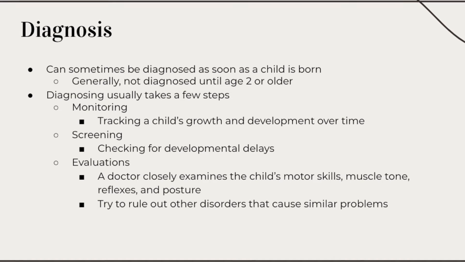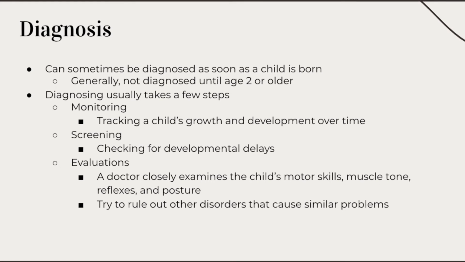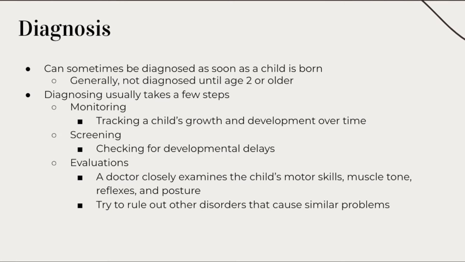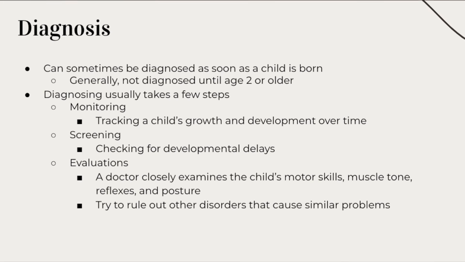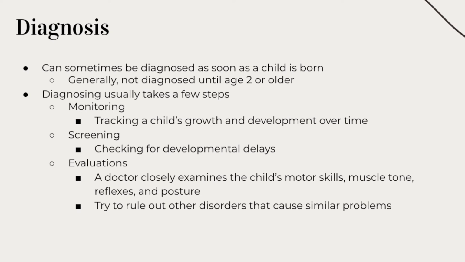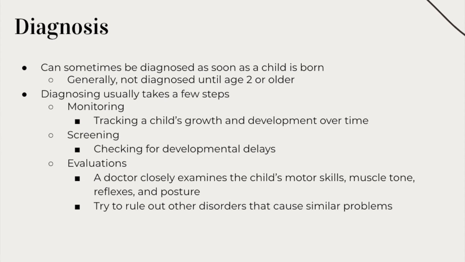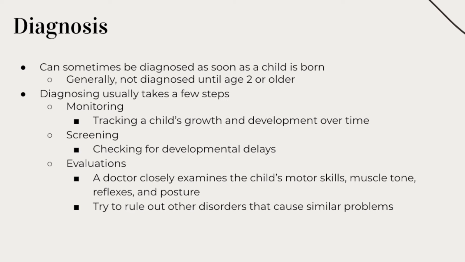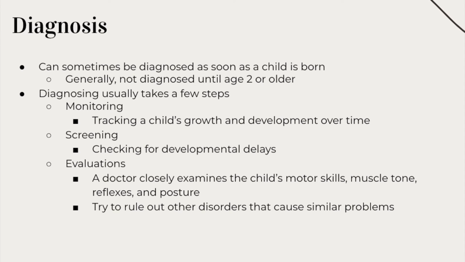If after that they still notice something that gives them some reason to worry, they will move on to the next and final step, evaluations. Evaluations is when a doctor will begin to closely examine the child, really pay attention to their motor skills, muscle tone, reflexes, as well as their posture. And this is the point where they try to really rule out any other possible disorders. That way they can really narrow down and officially diagnose a child with cerebral palsy.